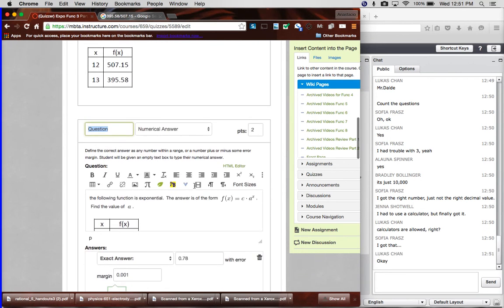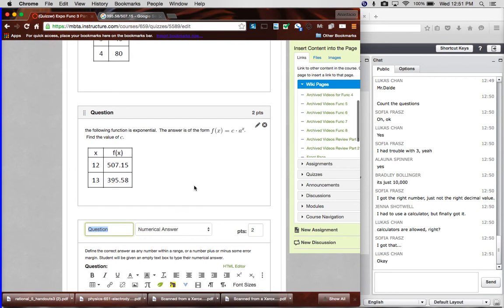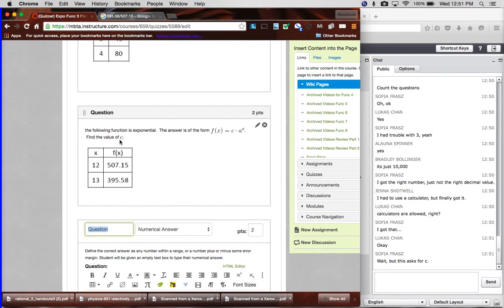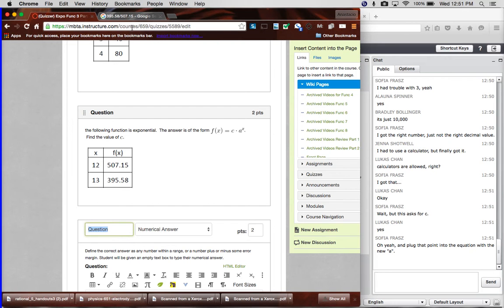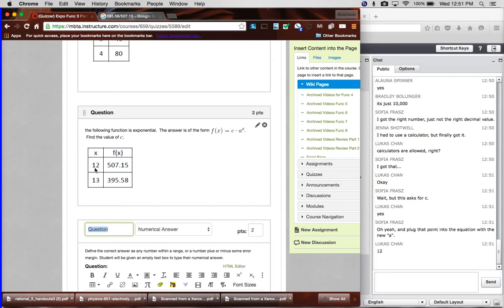Now, for the C value, all you have to do is choose one point. We know what the A value is: A is 0.7800. We're cool with that? So we want to find one point that exists on this graph, and I tell you two of them. There's (12, 507.15) or (13, 395.58). So if you plug in 12 for x, then f of x is equal to 507.15.